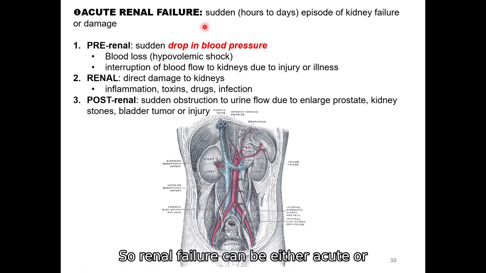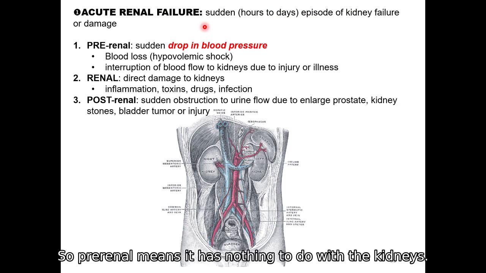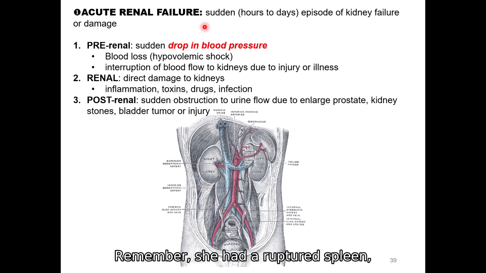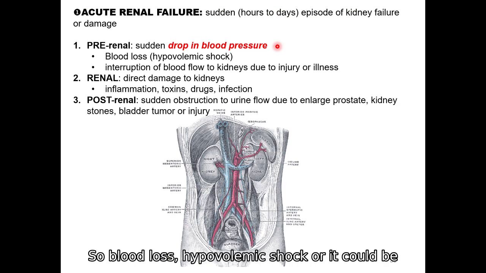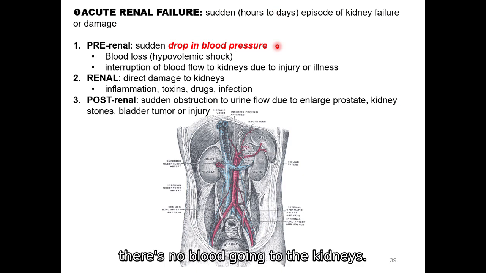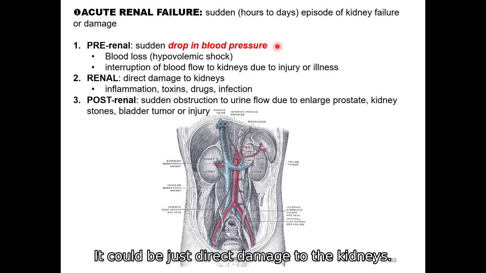So renal failure can be either acute or chronic, and so acute means sudden onset, and they classify it 3 different ways because it can happen for different reasons. So pre-renal means it has nothing to do with the kidneys, and that would be in Anya's case. Remember, she had a ruptured spleen, lost a lot of blood volume, so she was not producing urine. So blood loss, hypovolemic shock, or it could be if for some other reason there's no blood going to the kidneys. If there's no blood, there's no filtration, there's no urine.